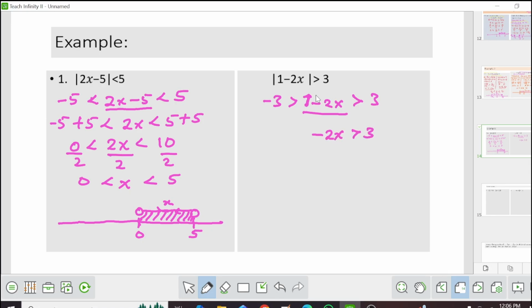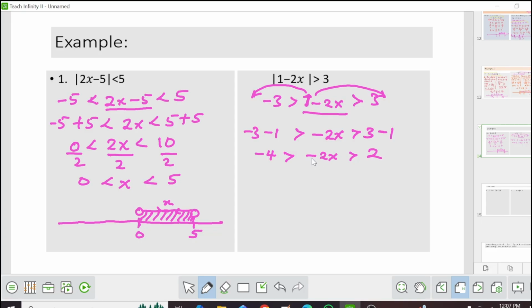So that means I'm transferring 1 to the other side, and the same thing for the 1 on this side. If this becomes minus 1, then this one will be minus 3, and when this one crosses, you have minus 1. So this is minus 4 greater than minus 2x greater than 2.